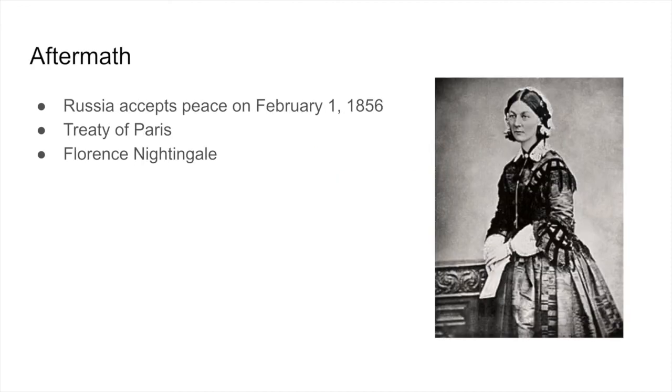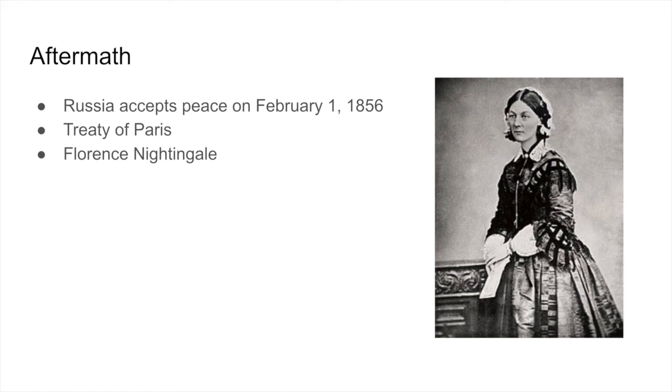So, with the aftermath of the Crimean War, Russia accepted peace after Austria threatened to join the Allies. And because of that, Russia accepted preliminary peace terms on February 1st, 1856.